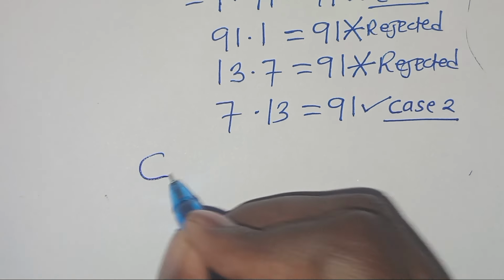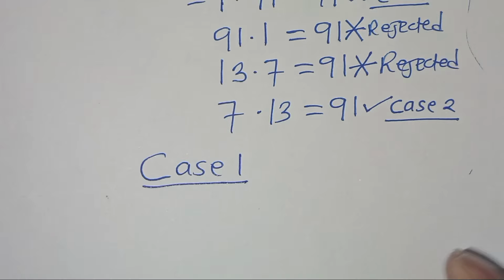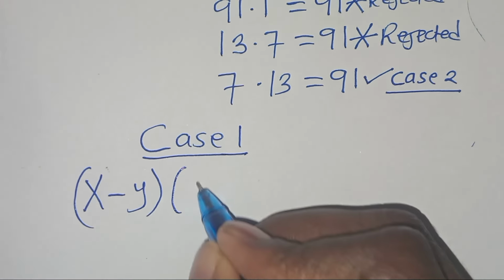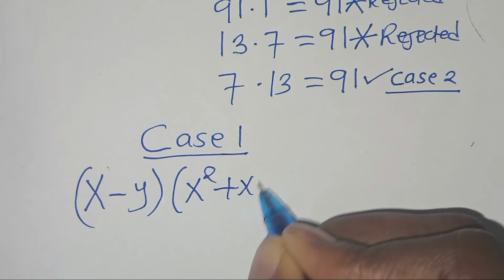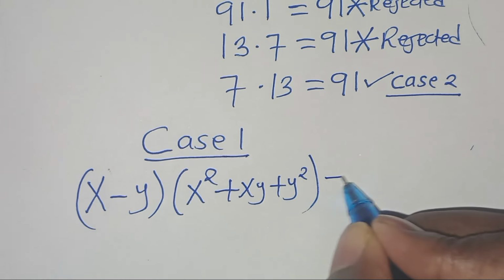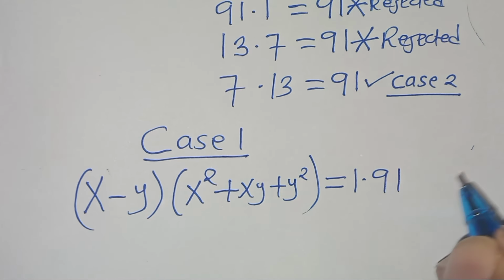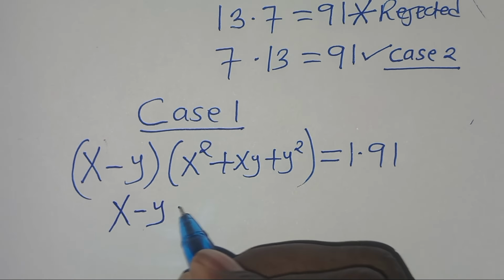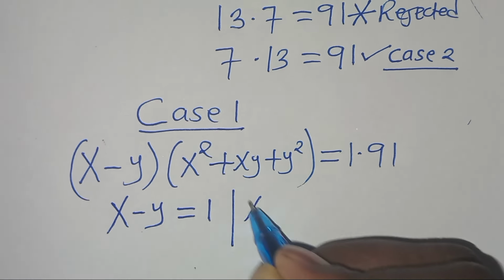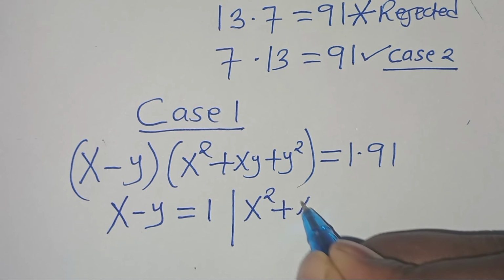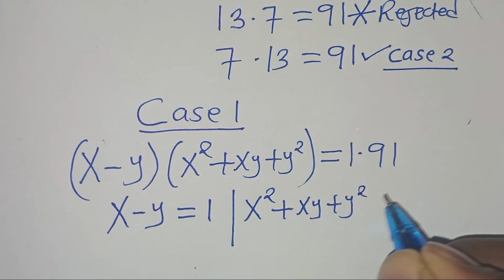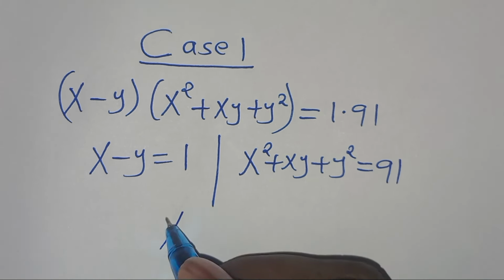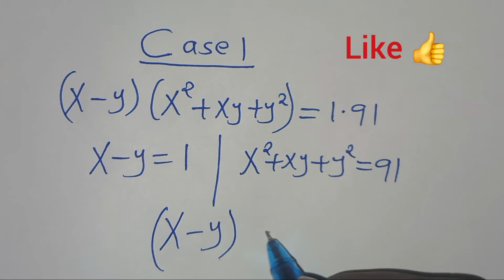So let's start with case 1 here, where we have x subtract y, then we have x to the power of 2 plus xy plus y squared. This is equal to 1 multiplied by 91. And this implies that x subtract y is equal to 1, and we have that x to the power of 2, then plus xy plus y squared, is equal to 91. So we have x subtract y equal to 1.